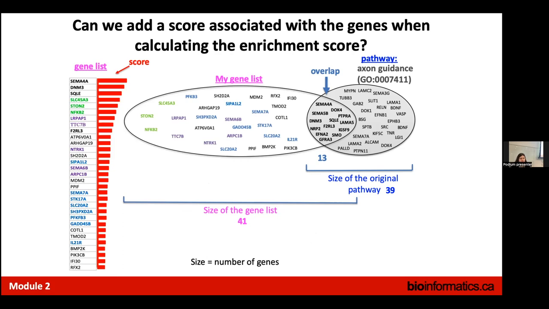In addition to the simple concept of overlap, what we can also add in some methods is a score associated with the genes. So for example, for RNA-seq, you could use the score of the differential expression, and then you can rank your genes from high score to low score. And this score is going to be taken into account when you calculate the enrichment score, depending on the method.